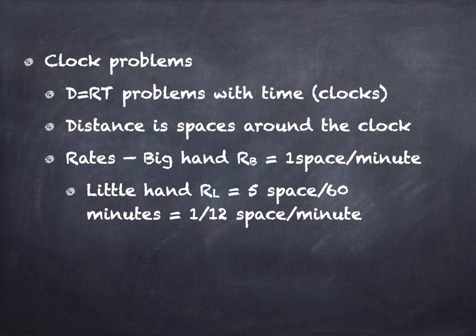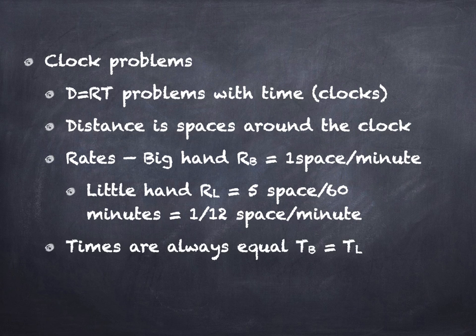These rates don't change. The rate of the big hand and the rate of the little hand are always the same, and they're always the same because that's how fast hands move around clocks. And the times are always equal because the hands go together. You can't have one of them going for 10 minutes, the other one only going for 5. It doesn't work that way in a clock. So the times are always equal.